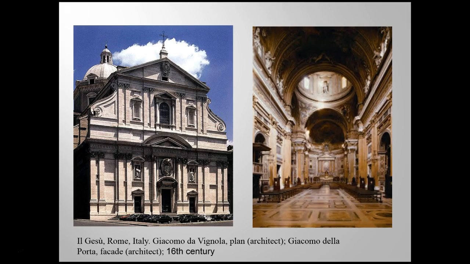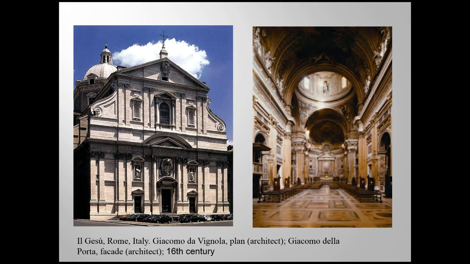The construction of the church began on June 26, 1568. This was Vignola's design. And Vignola, one of the architects, was assisted by the Jesuit Giovanni Tristano, who took over for Vignola in 1571. When he died in 1575, he was succeeded by the Jesuit architect Giovanni de Rosis.